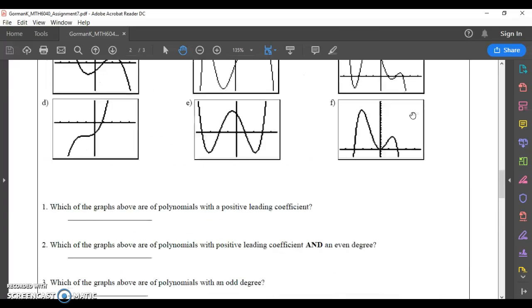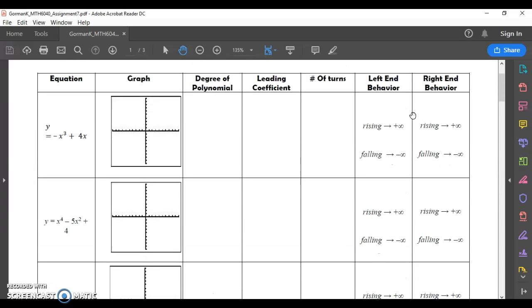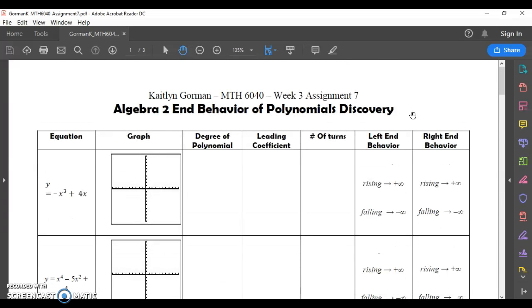So that is the end behavior activity. I would do this during the polynomials unit with my Algebra 2 students.